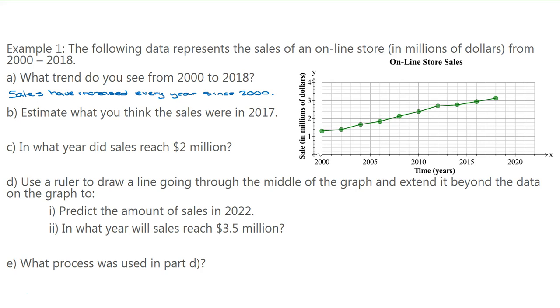Now estimate what you think the sales were in 2017. So this is 2017 right here. So let's go straight up and then straight across. Now this is just slightly above $3 million. Now the point above that is 3.2, and this is not quite halfway, so I'm not going to say 3.1 million, I'm going to say 3.05 million.